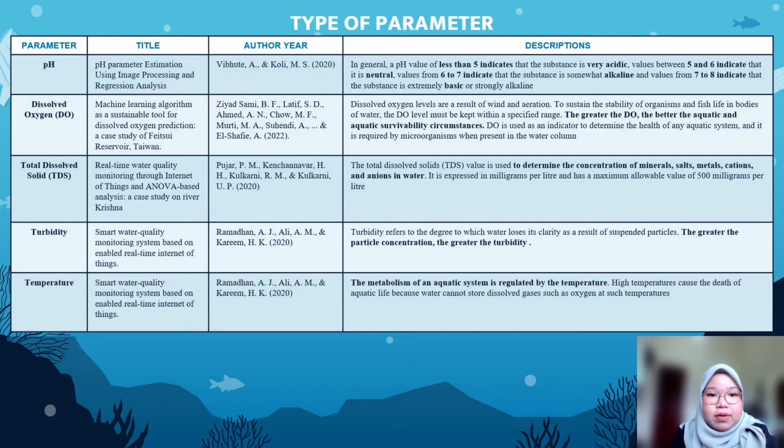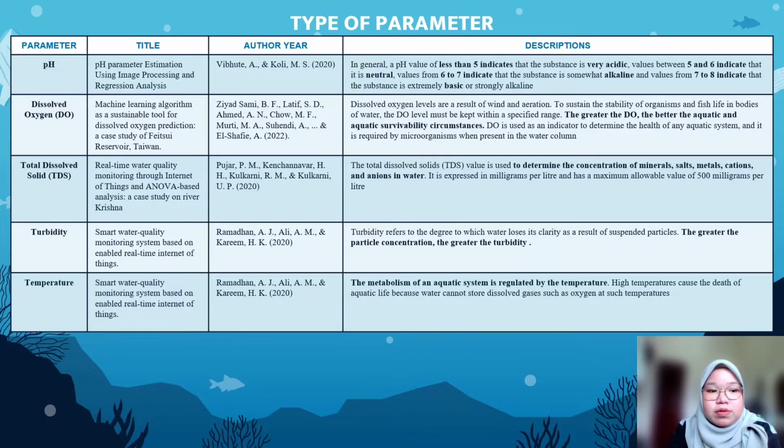According to Vibude, in general, a pH value of less than 5 indicates acidic, a value between 5 and 6 indicates neutral, a value from 6 to 7 indicates alkaline, and a value from 7 to 8 indicates basic. According to Ziad Asami, dissolved oxygen levels are a result of wind and aeration. To sustain the stability of organisms and fish living in bodies of water, the DO level must be kept within a specific range. The greater the DO, the better the aquatic survivability circumstance.